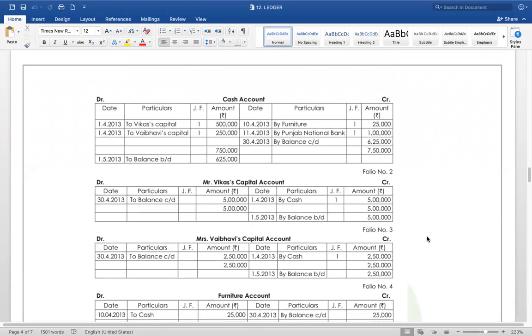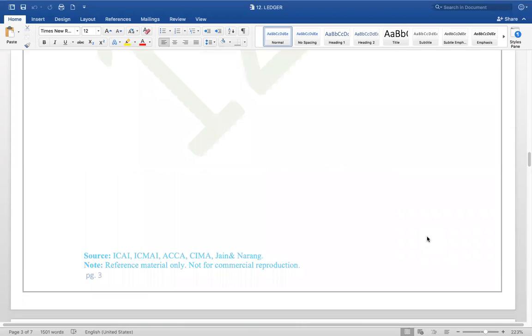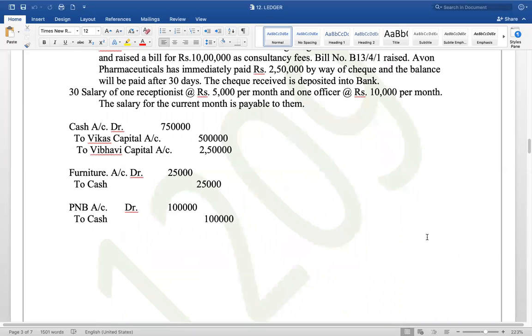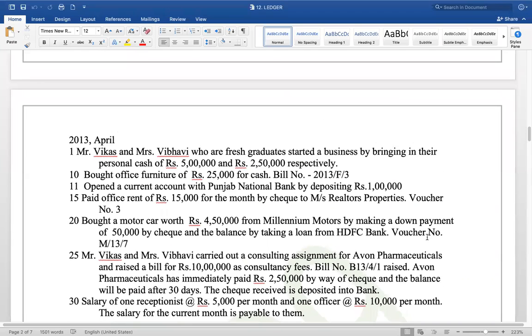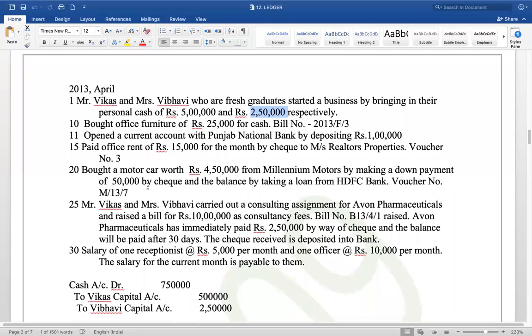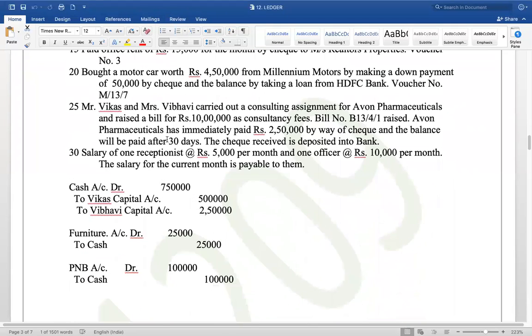Right. So we're talking about tips on ledger accounts, how to prepare the ledger. This is the case that we received on 1st of April 2013. Vikas and Vaibhavi started a business with 5 lakhs and 2 lakhs 50,000 respectively. With that 7 lakhs 50,000, they started the business, and we have passed the journal entries.